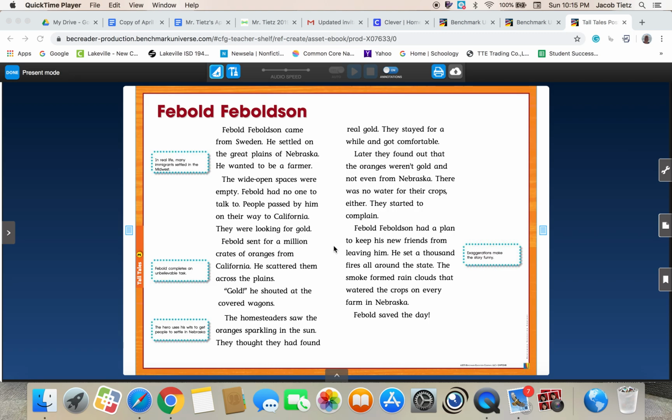Some things that make a story a tall tale is the fact that a tall tale is usually a funny story with exaggerations. If you remember, we studied hyperbole when we did figurative language, and hyperboles are exaggerations. So there's many exaggerations in tall tales as well.